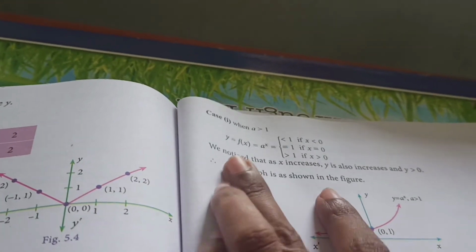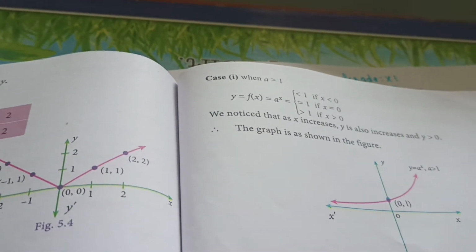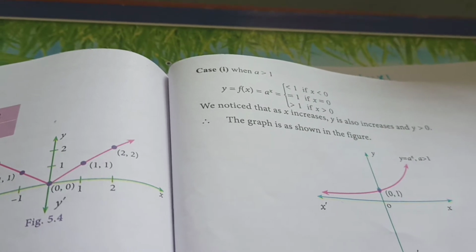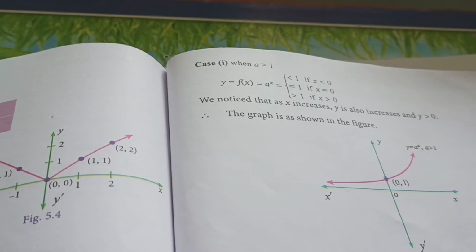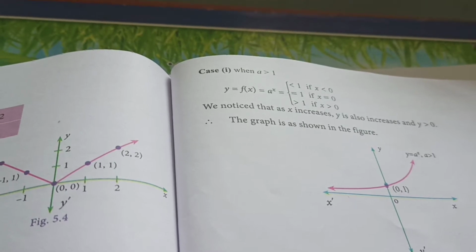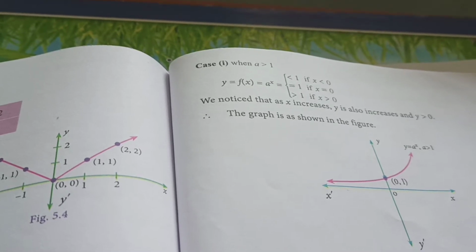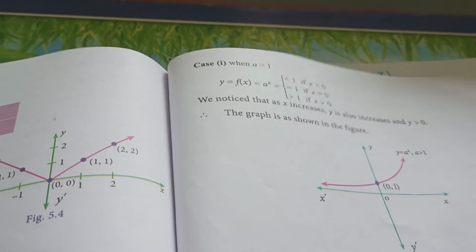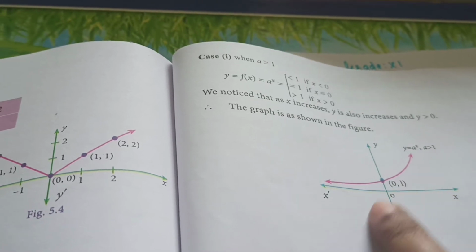Listen here. Case 1: when a is greater than 1. Then y equals f of x, a power x. If x is less than 0, we get a value less than 1. Equal to 1 means x equals 0. Greater than 1 means x is greater than 0. So y keeps increasing as x increases. How will the curve be? It passes through (0, 1). If x is decreasing, y is also decreasing; if x is increasing, y is also increasing. So the curve will be like this.